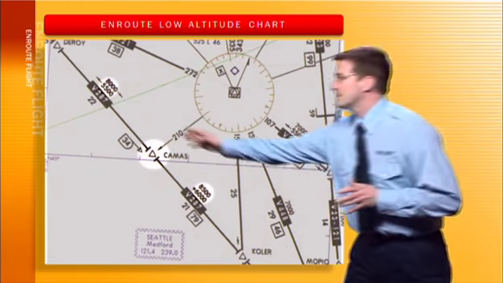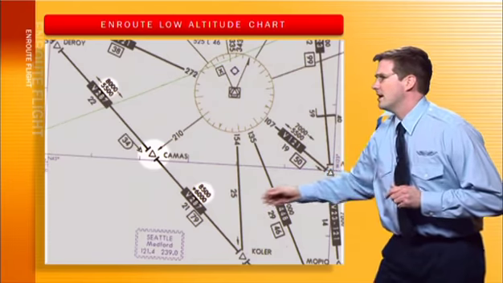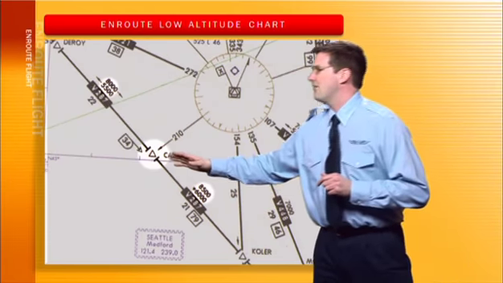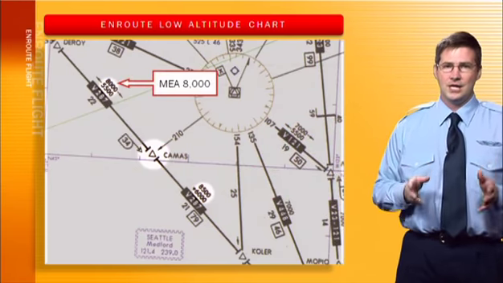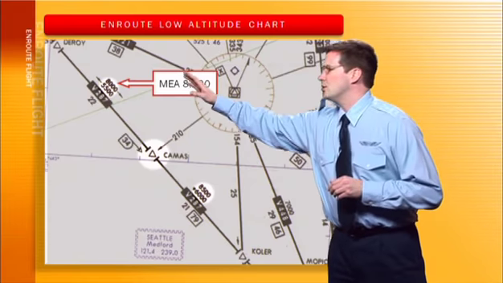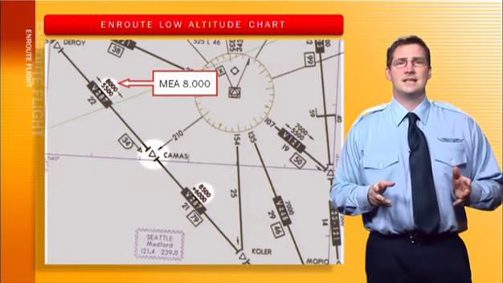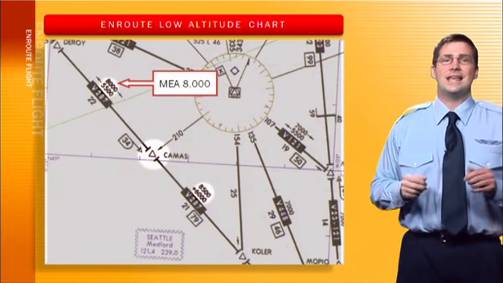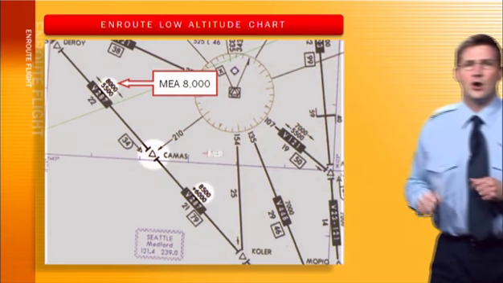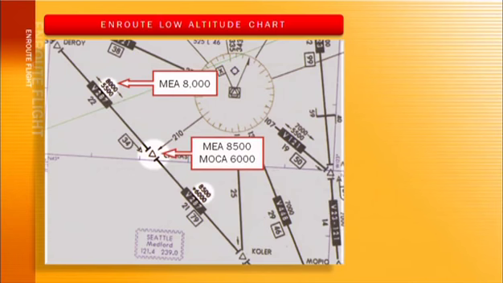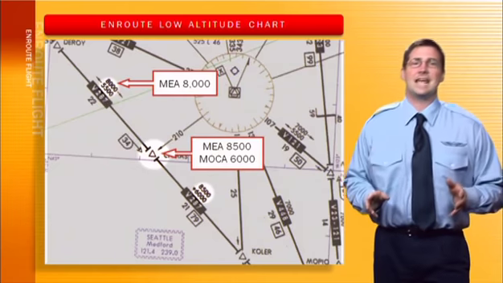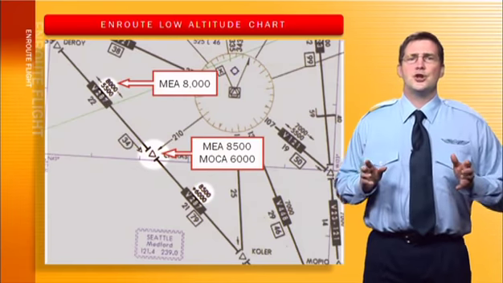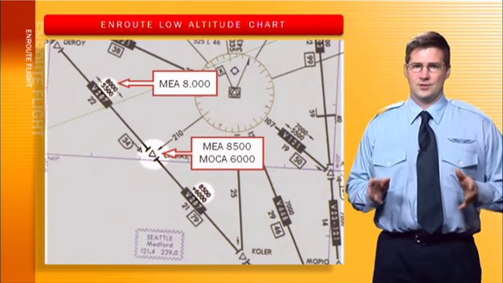Now, traveling southeast along Victor 287, you see that right here, Camas intersection is identified in part by the intersection of the 210-degree radial. Notice how here the MEA is 8,000 feet with a direction indicating which way that altitude applies, and after Camas the MEA jumps to 8,500 feet. Now the MOCA also changes, jumping from 5,500 feet up here to 6,000 feet after Camas intersection. Now if you see this scenario on a route that you're flying, you want to start gaining altitude prior to crossing Camas so that you can be in compliance with the new route segment as you cross over.